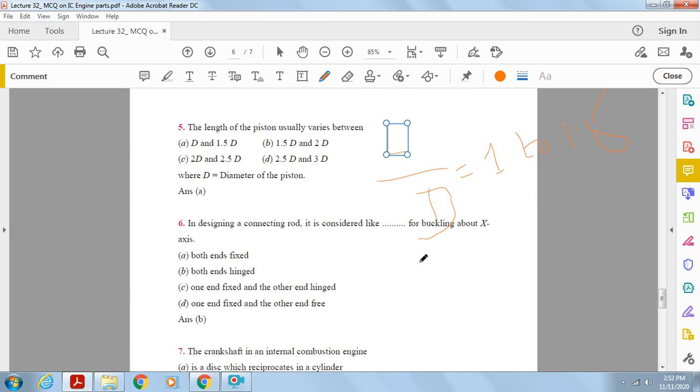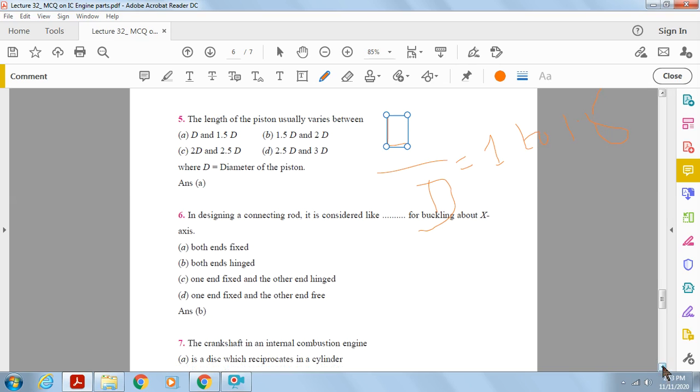The length of the piston usually varies between D and 1.5 D. That means the L by D ratio for the piston is always taken between 1 and 1.5. In designing the connecting rod, it is always taken as both ends hinged to consider the buckling about the x axis.